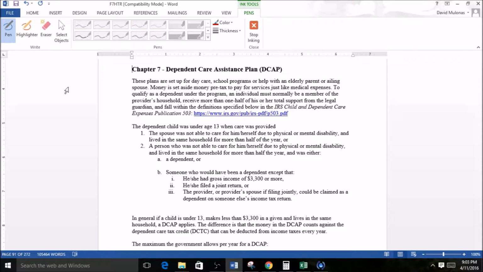As we like to say, we like to do things that put more money in our pocket and not in someone else's. When we get into Chapter 7, we're talking about the Dependent Care Assistant Plan. If you have a child, this could appeal to you, as it does with Jasper. If you have a dependent need with someone living with you, that could also appeal to you.